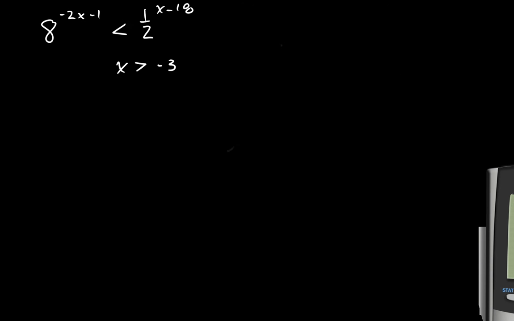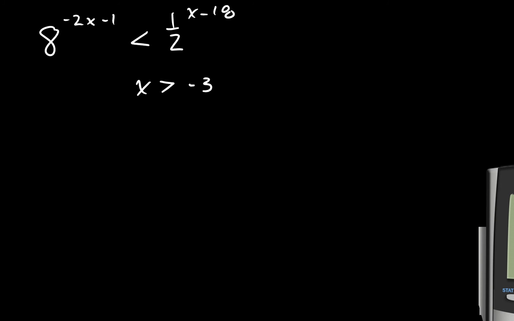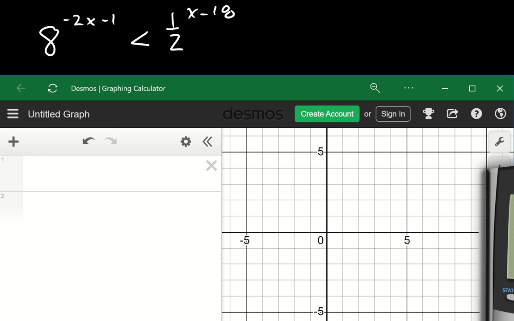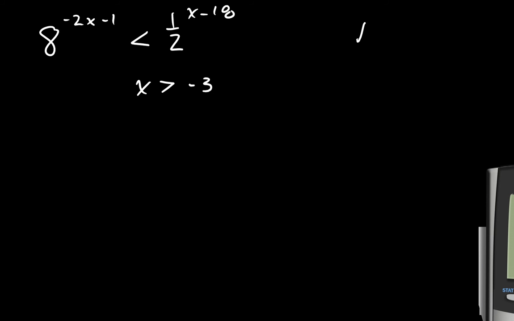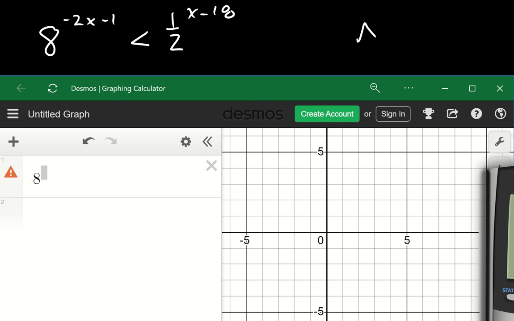So let's take a look at what this would look like if I was to graph it in Desmos. One of the things I've noticed in Desmos is I can type the number 8, and then when I hit shift and the number 6, I get that little caret symbol. It looks like this on your keyboard. It's just this up arrow, right? When I do that, I definitely get into the exponent.